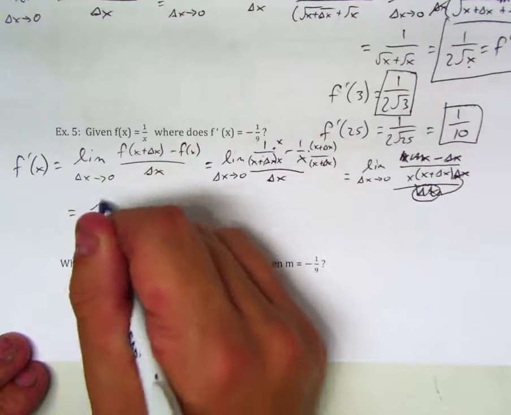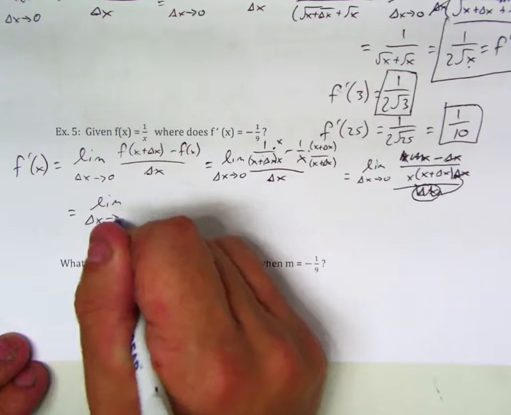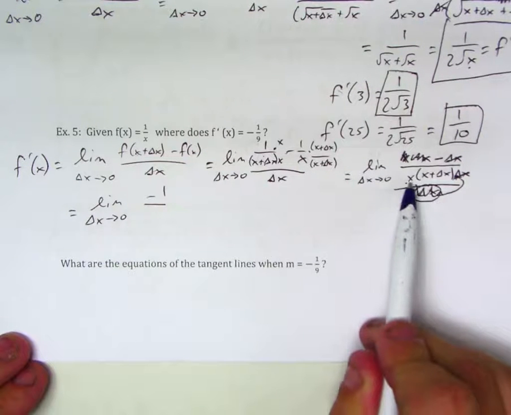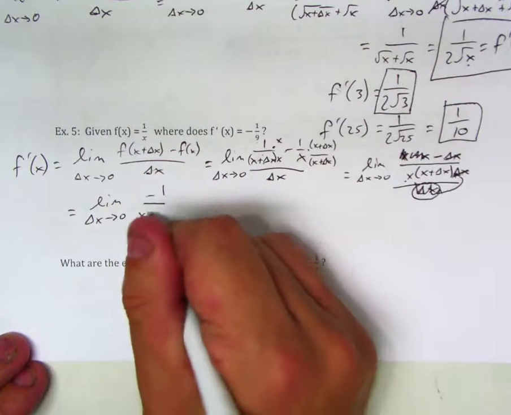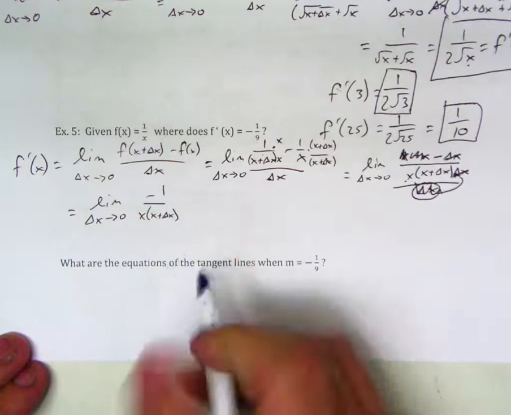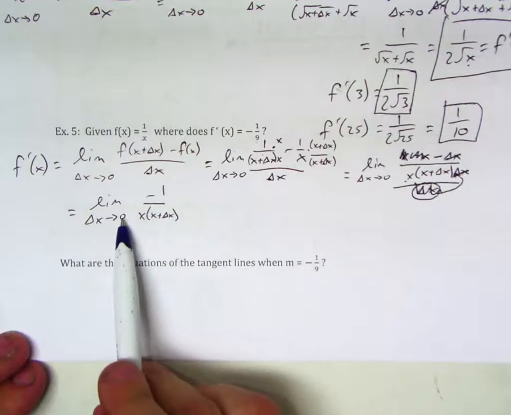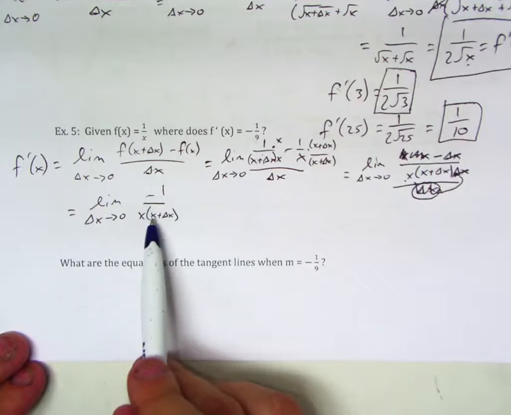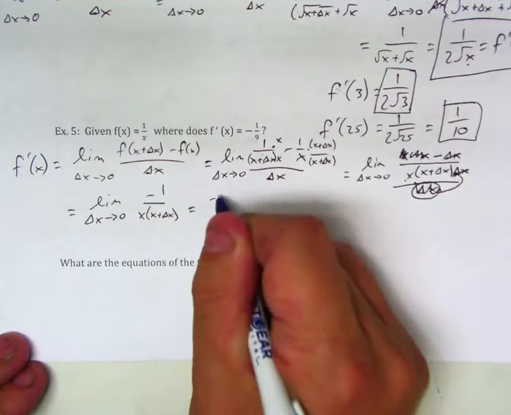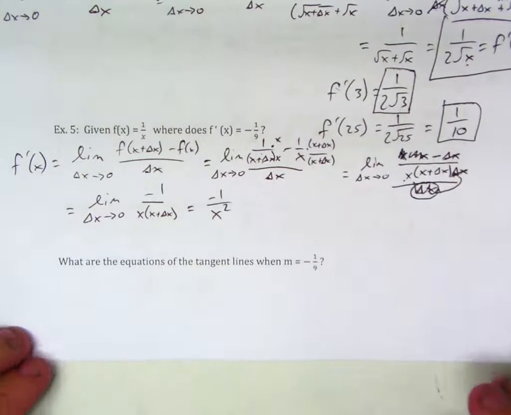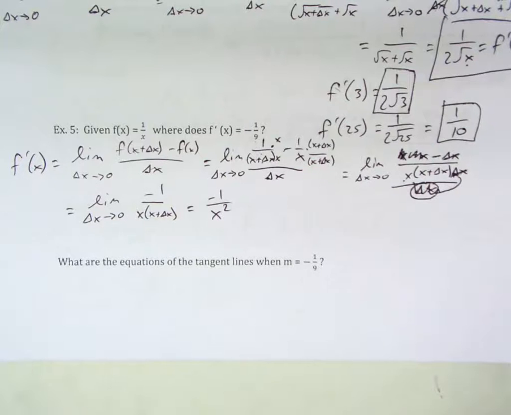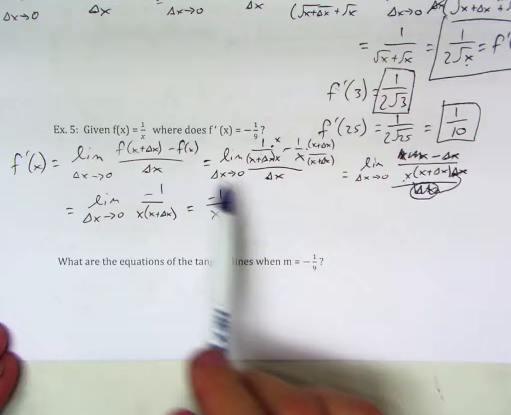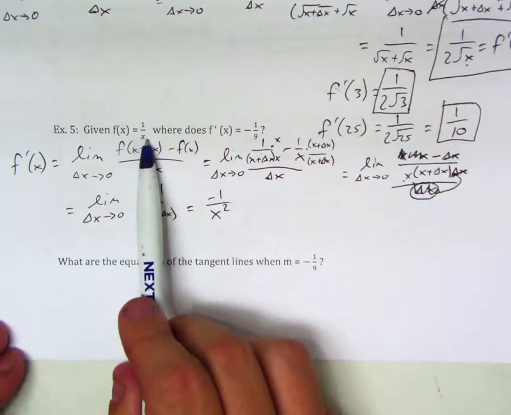Let me write this down here. I'm getting a little sloppy. So you have negative 1 on top. On bottom, you're going to have x and then x plus delta x. Now you can plug 0 in for delta x, and you don't get 0 in the denominator anymore. You're just going to get negative 1 over x squared. So this right here is the derivative of 1 over x. Negative 1 over x squared is the derivative of 1 over x.